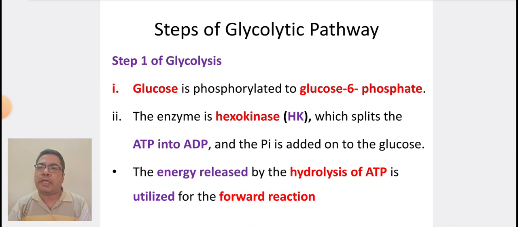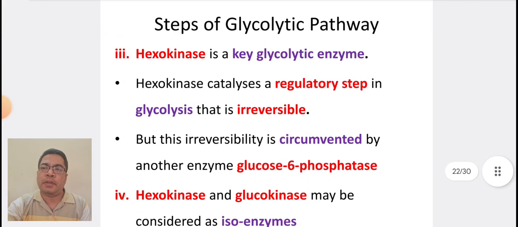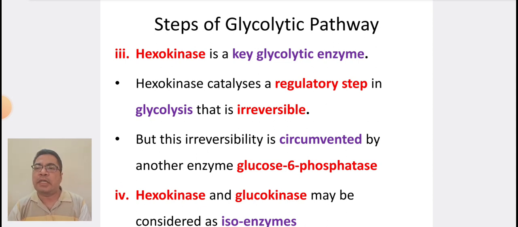Coming to steps of glycolytic pathway. Step 1 of glycolysis. Glucose is phosphorylated to glucose 6-phosphate. The enzyme is hexokinase or HK, which splits the ATP to ADP, and the Pi is added onto the glucose. The energy released by the hydrolysis of ATP is utilized for the forward reaction. And hexokinase is a key glycolytic enzyme. Hexokinase catalyzes a regulatory step in the glycolysis that is irreversible.